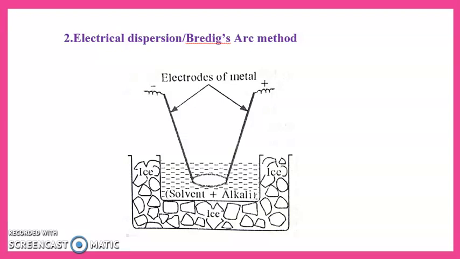In the arrangement, in a small beaker, we have to take the suitable solvent and a little bit of alkali. Then two electrodes of the metal are dipped in this beaker. The electrodes are made of the substance whose colloidal solution is to be made. Then this beaker is placed in a large beaker containing ice cubes.